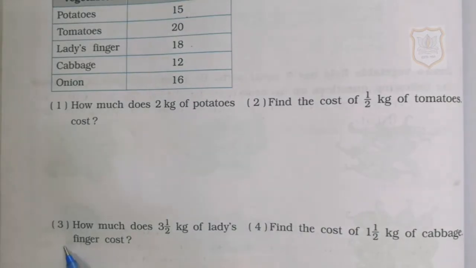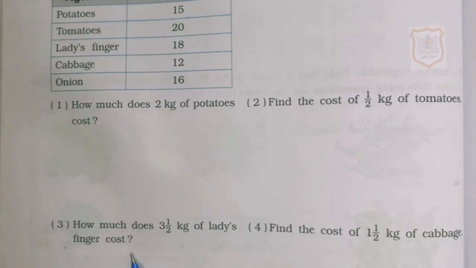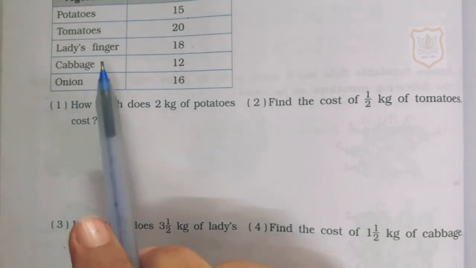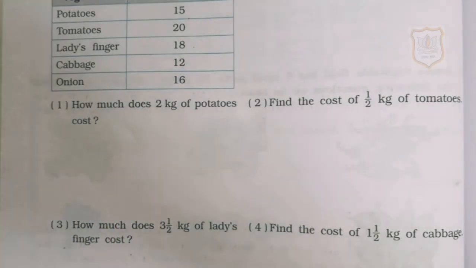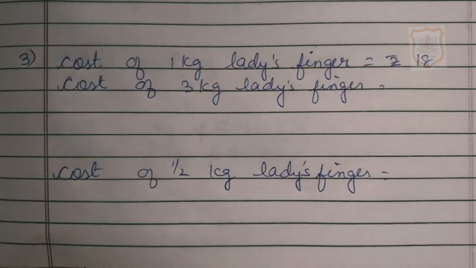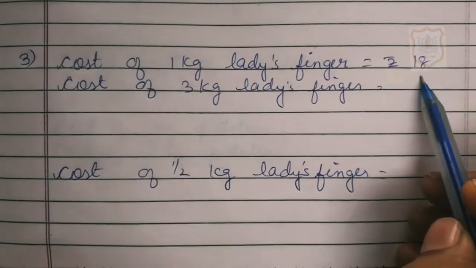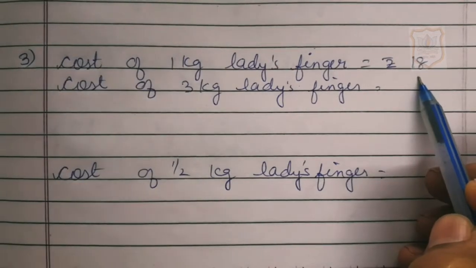Now third part of question number 13. How much does 3.5 kg of lady's finger cost? Students, here we have to find out the cost of 3.5 kg of lady's finger. Here you can see the cost of 1 kg lady's finger is 18 rupees. Now solution for third part of question number 13. Cost of 1 kg lady's finger equals rupees 18, which was given in the table.